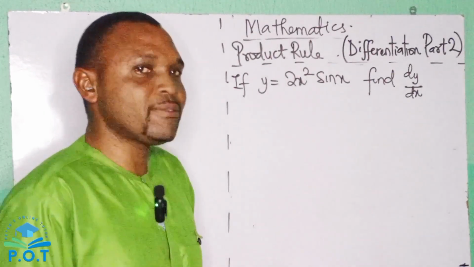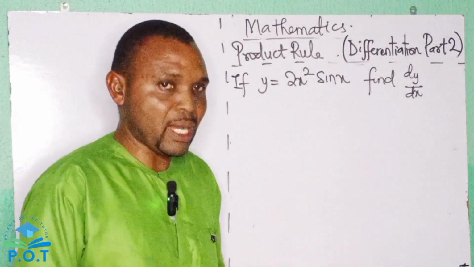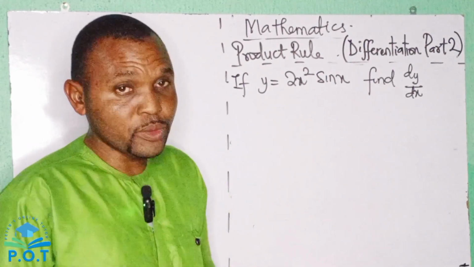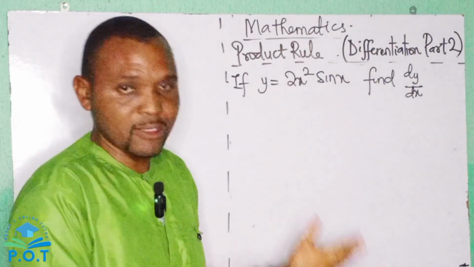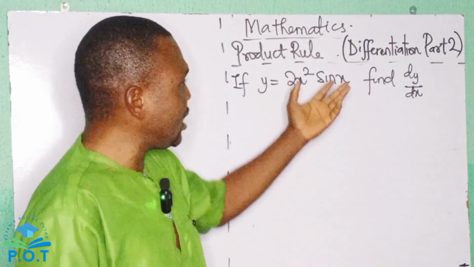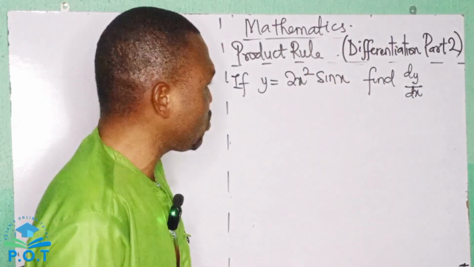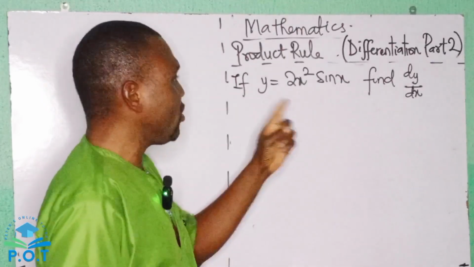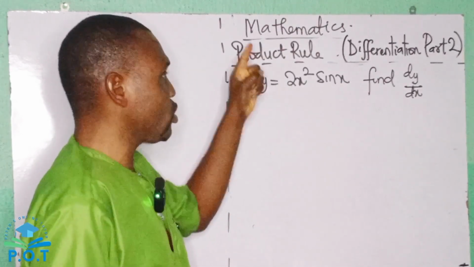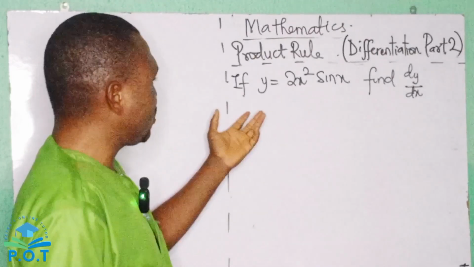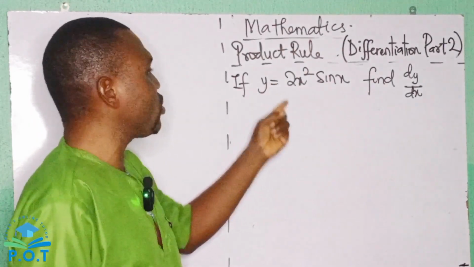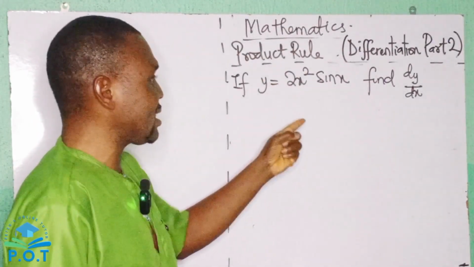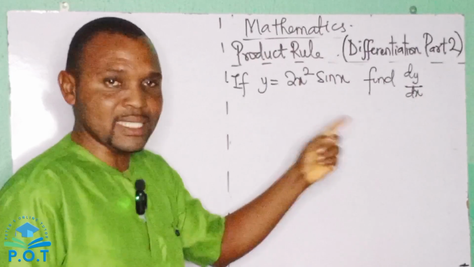Now we started differentiation some couple of days back. I have treated chain rule under differentiation. That was differentiation part 1. So today is differentiation part 2, and what we shall be considering under differentiation is product rule. Now we have a question on the board. If y is equal to 2x squared sine x, find dy dx.